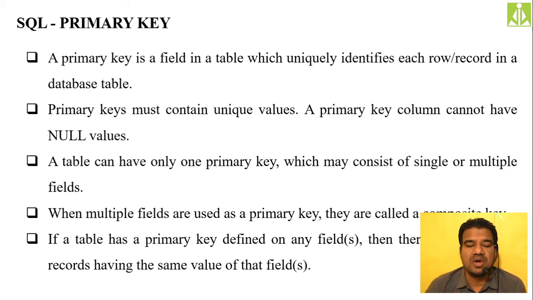A primary key is a field in the table which uniquely identifies each row, that is nothing but a record in the database. With the primary key constraint, the complete record will be uniquely identified. So you have to choose such a column to make as primary key. I will give you an example of what column we will make a primary key.